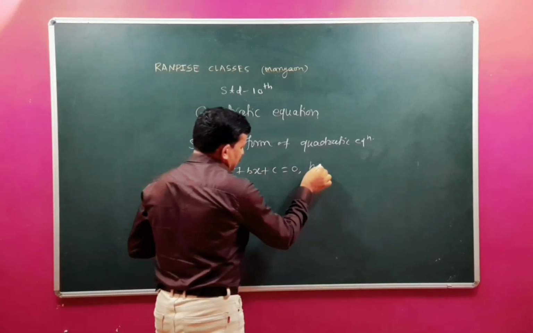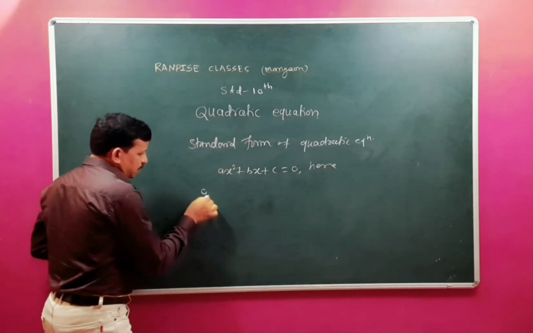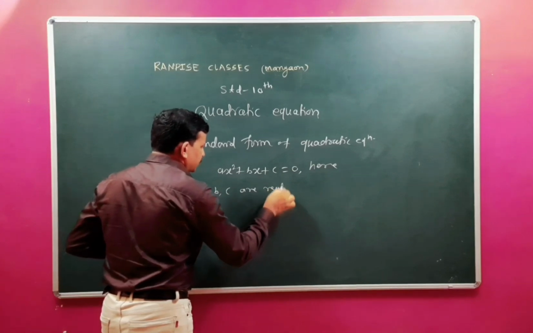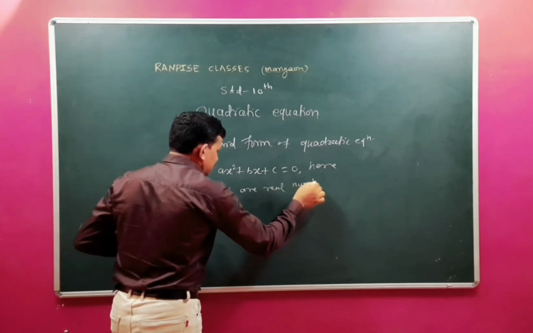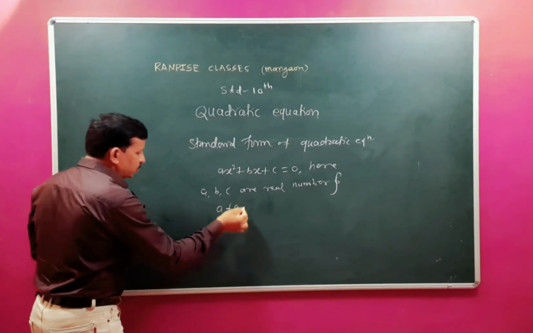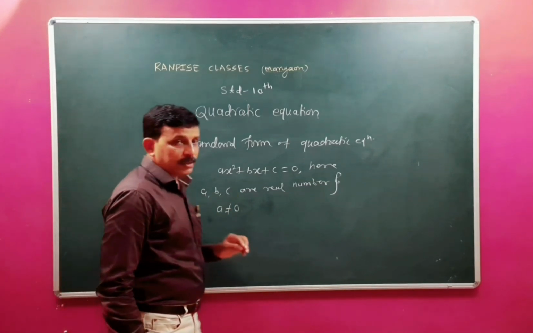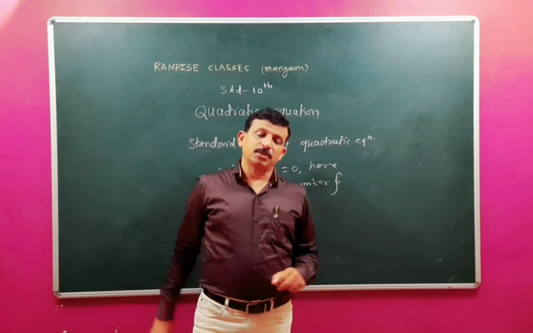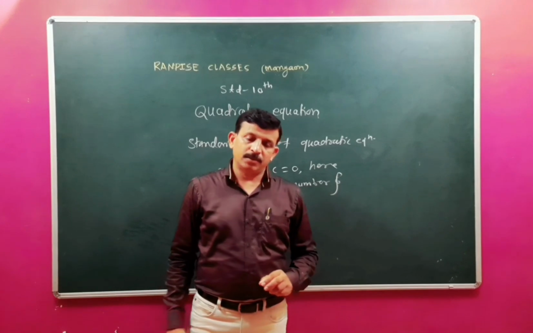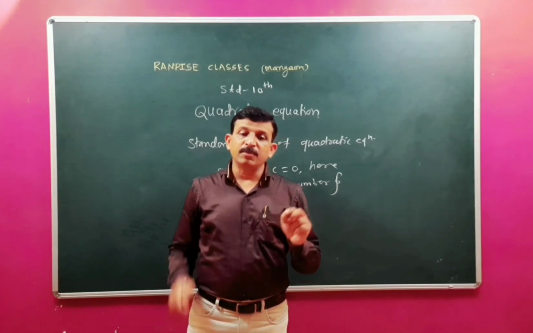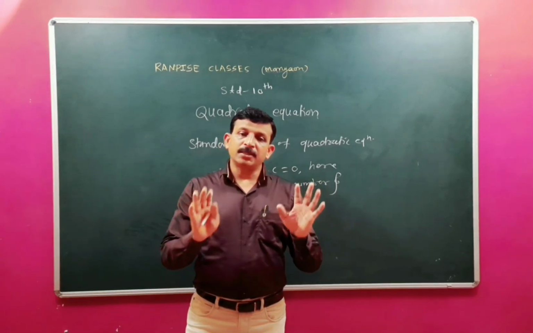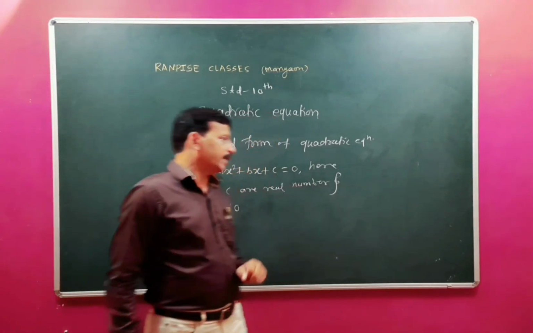Here a, b, c are real numbers and a is not equal to 0, then the equation is a quadratic equation. Here the equation has one variable, and second thing, the maximum index of the variable is 2, then that is a quadratic equation.